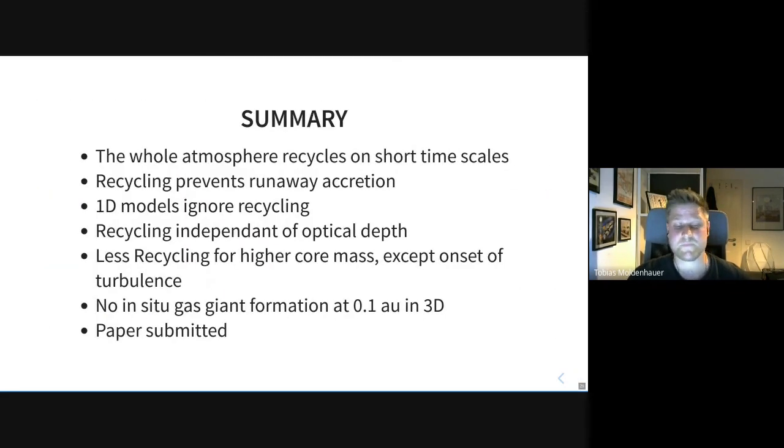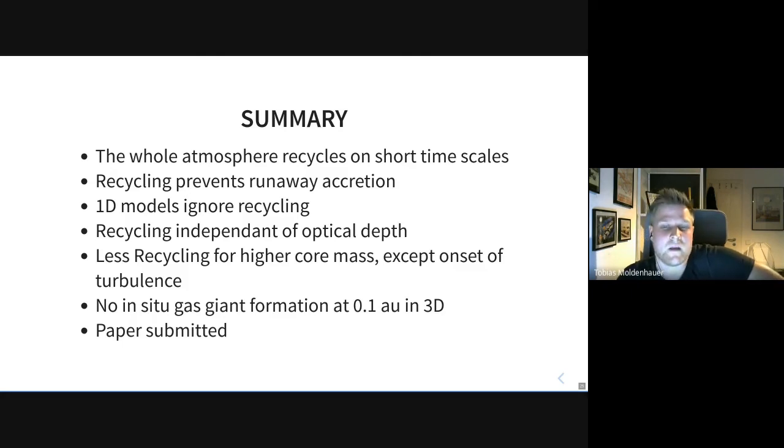Okay, let me summarize. We saw that the whole atmosphere in 3D simulations recycles on very short timescales compared to 1D simulations, where this is not possible. And even though we isolated this recycling mechanism, so there was no other heating mechanism whatsoever, we showed that the atmospheres did not eventually collapse to a gas giant. So we showed that recycling is perfectly capable of preventing runaway gas accretion on its own.